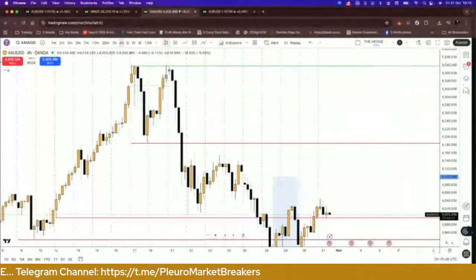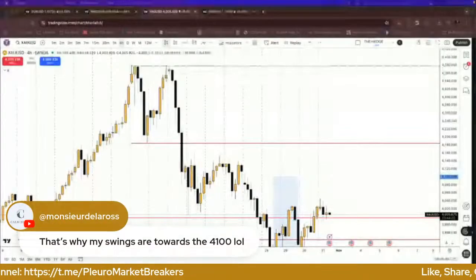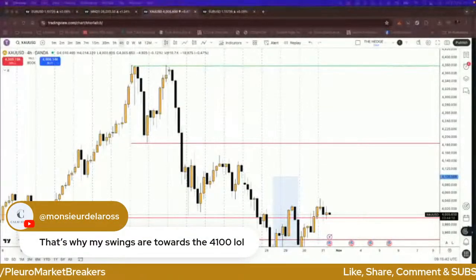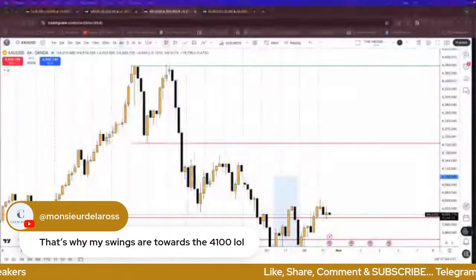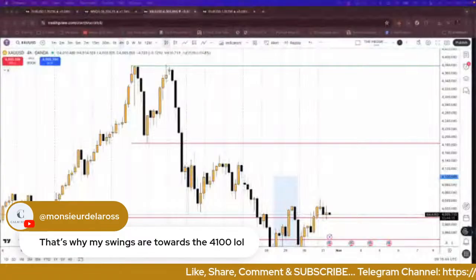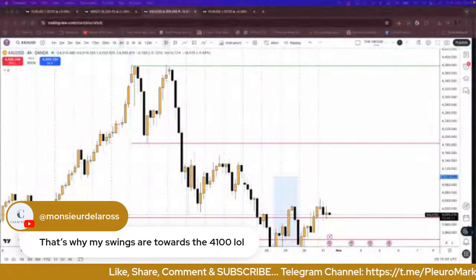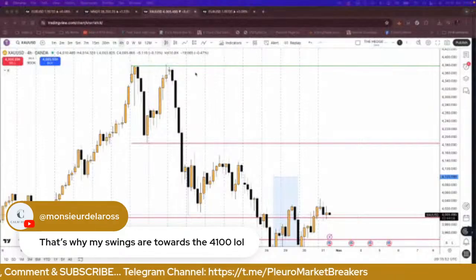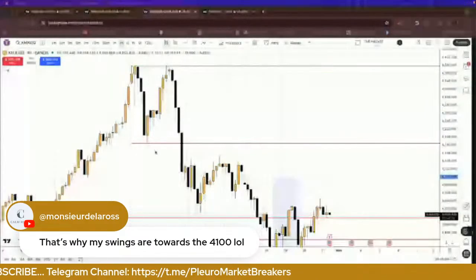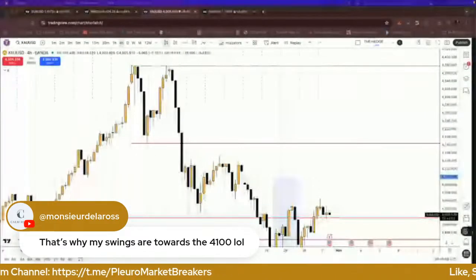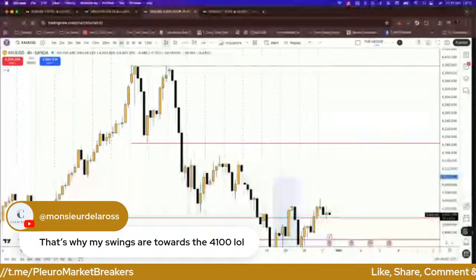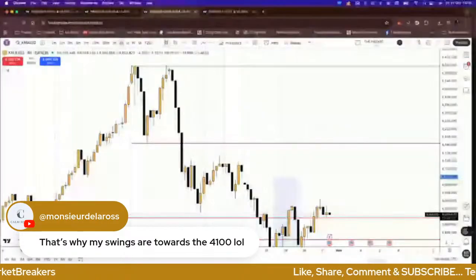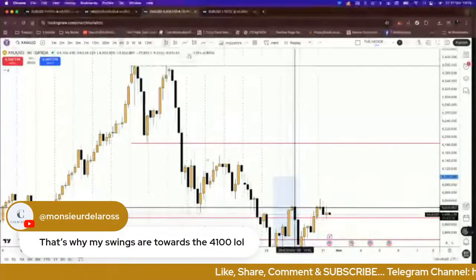All right, so Devante says, that's why my swings are towards the, well, yeah, okay, fair enough. So we're seeing the same thing. That's good. Like I said, at some point, this is candy from a baby. However, the next nearest candy from a baby is here.